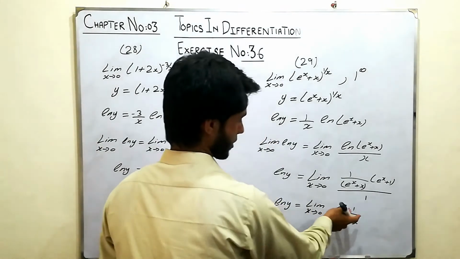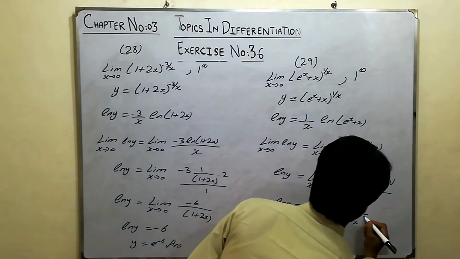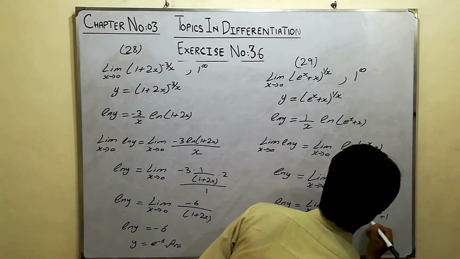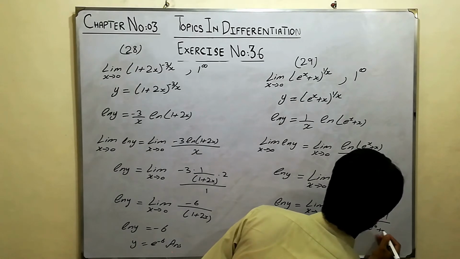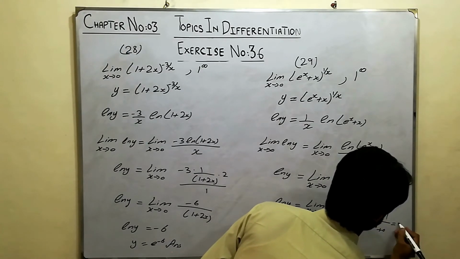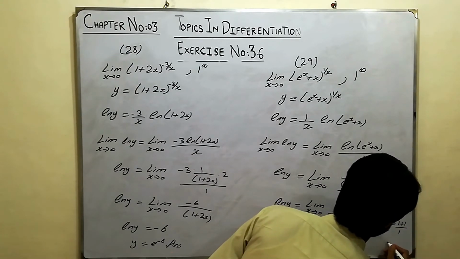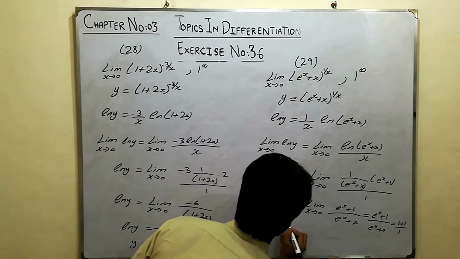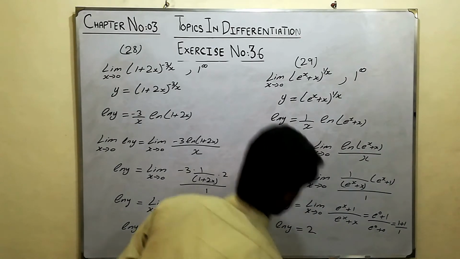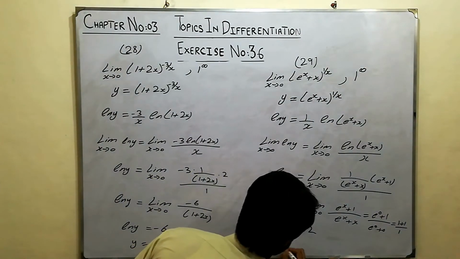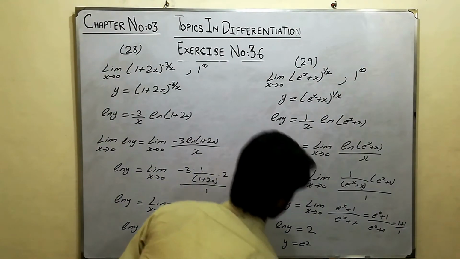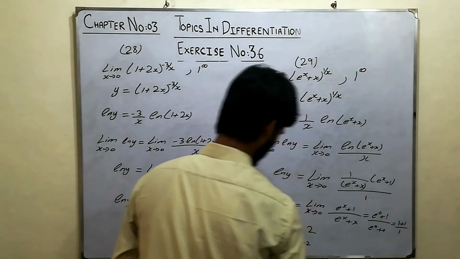If we put the limit in that function, we have e to the 0 plus 1 divided by e to the 0 plus 0. e to the 0 is equal to 1, so 1 plus 1 over 1. So we have ln y equal to 2. Take exponent on both sides, so we have y is equal to e squared. So e squared is our answer.